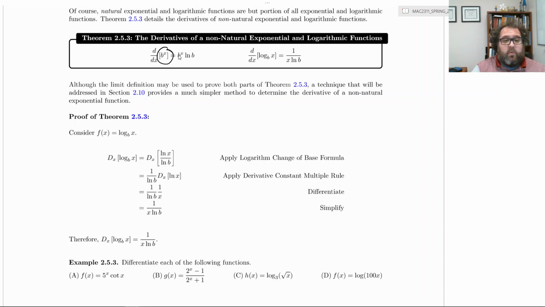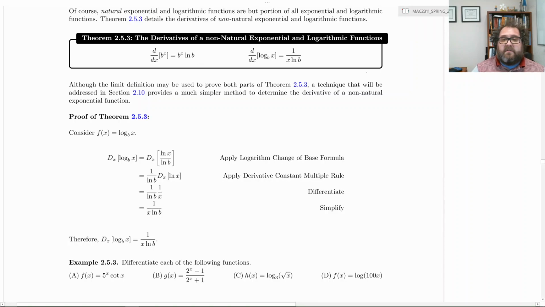So what's the derivative? Well, the derivative is b to the x, so it's the original function, kind of like the natural exponential derivative. You get the original function back, but it's scaled by the natural log of b. So the natural log of the base. So just don't forget to multiply by the natural log of the base.